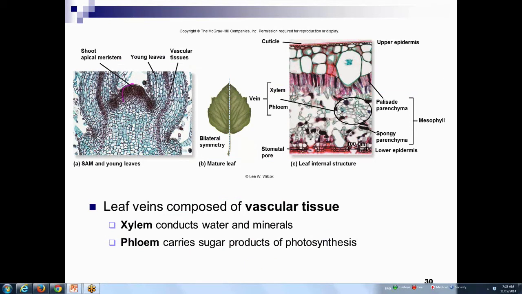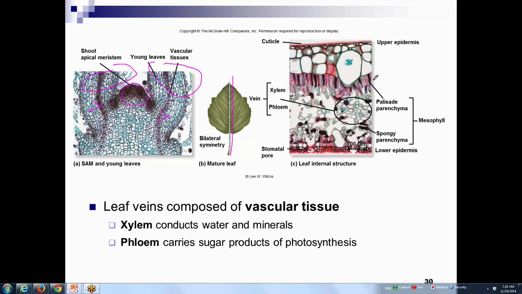So here's your shoot apical meristem, lots and lots of cell division happening there, lots of undifferentiated cells. Here are your young leaves, here and here on either side. Those are your leaf primordia, guys, here and here. And then we have bilateral symmetry in leaves, as you can see. And then, guys, here you can see even better on the cross-section of the leaf.